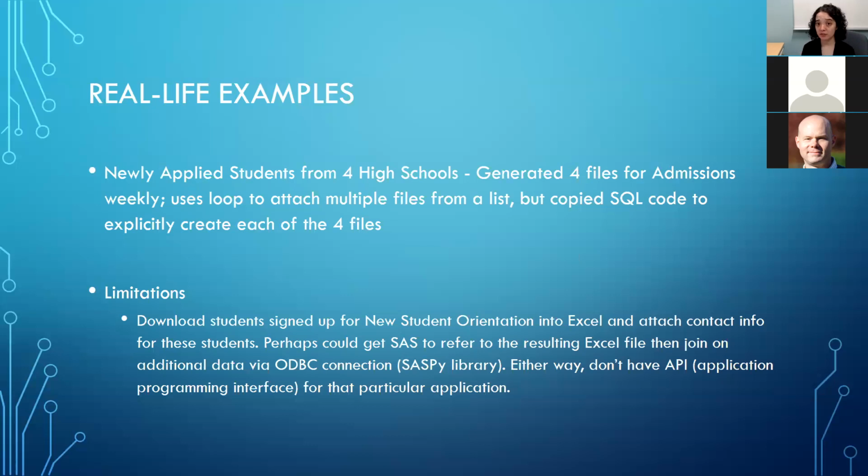So as we're talking about some of these situations, depending on your situation, this may be useful, but it may also not quite lend itself to automation. For example, we knew that one of our coworkers wanted to download students that were signed up for new student orientation into Excel and then attach various other pieces of information that we knew about them. We possibly could use SAS to take that manually extracted Excel file and go to town on it. But we didn't have an API, application programming interface, to programmatically pull that data from what I believe is called ChapLife, where we would grab what students are enrolled in new student orientation. So depending on your situation, there can be limitations and trade-offs.